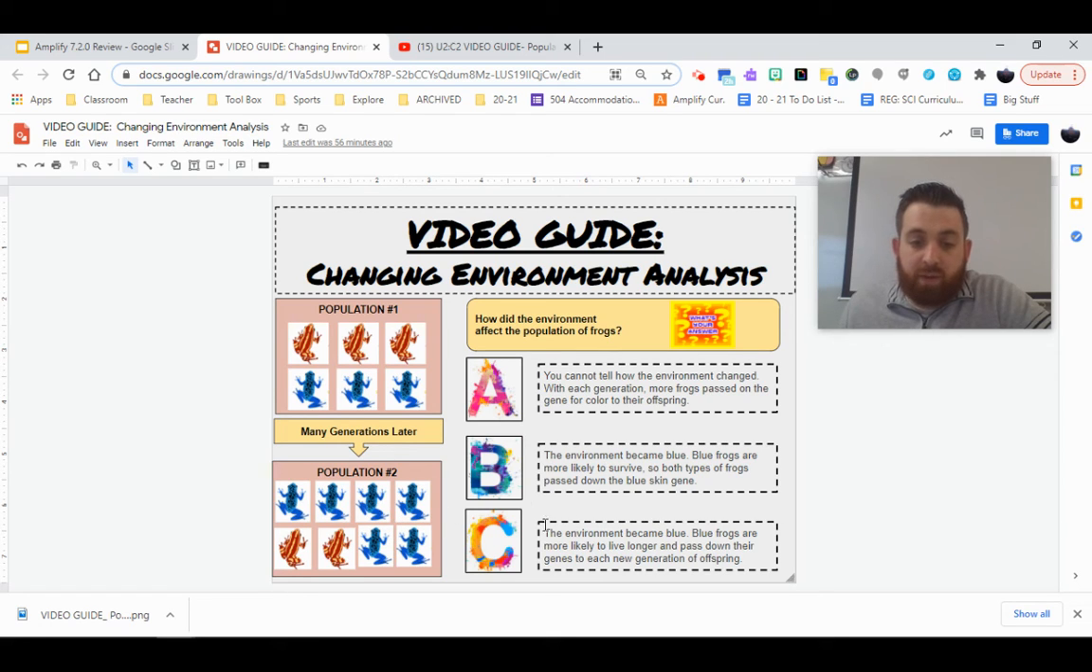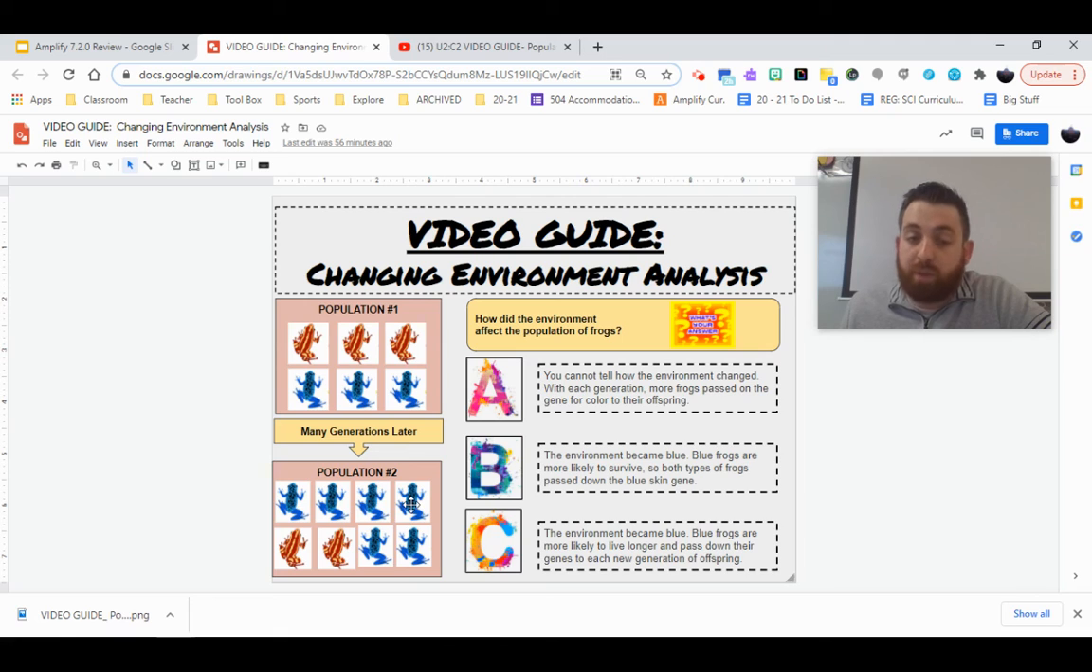The environment became blue. That's obvious because we have more blue frogs. Blue frogs are more likely to survive, so both types of frogs pass down the blue skin gene. Well, we know that our parent frogs, if they pass down genes to their offspring, are more than likely going to pass down whatever traits that they have. So if our red ones are reproducing, they're going to create red frogs. And if our blue ones are reproducing, they're going to create blue frogs.